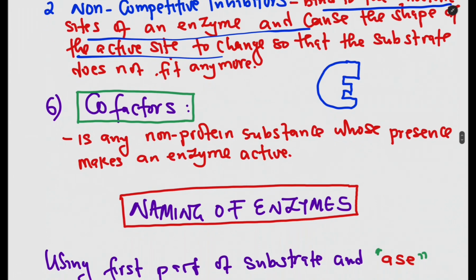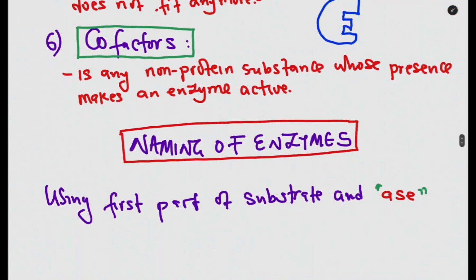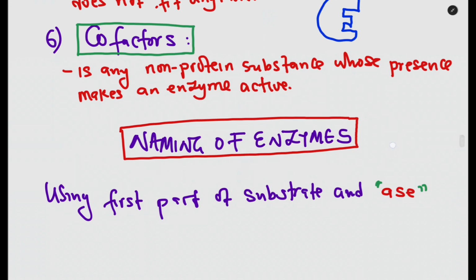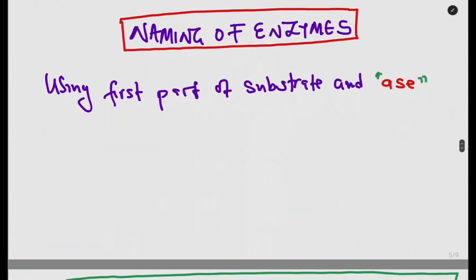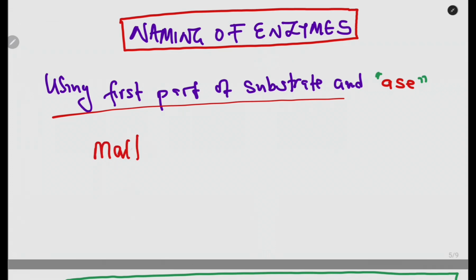Okay, then of course we can look at the naming of enzymes. How are the enzymes named? Because as we go along, we are going to find different types of enzymes, and you might be wondering how these enzymes are named. So the naming system of enzymes takes into account the substrate on which the enzyme acts. For example, if you have the substrate maltose, the enzyme that acts on maltose is called maltase.